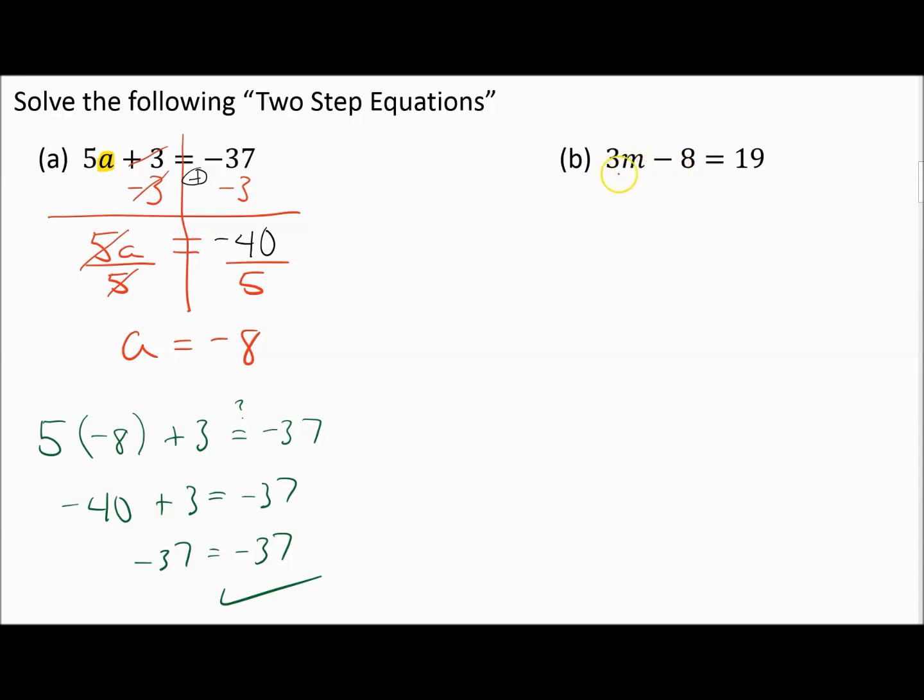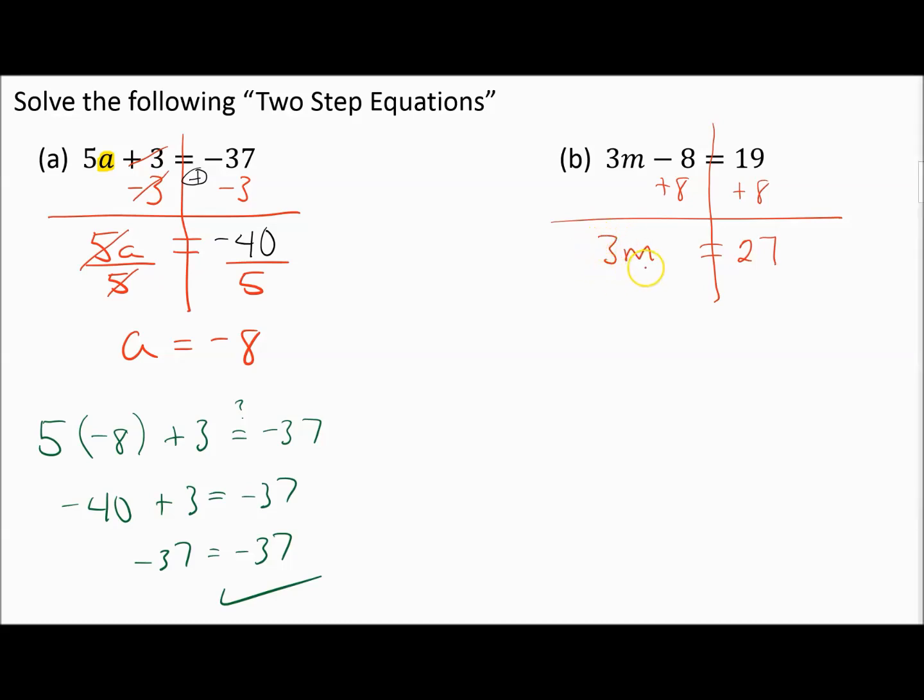Well, I can't. 3m minus 8 are not like terms. 19 is definitely already simplified. I draw the line for my equals. And the first thing I want to do is add 8. Do the opposite of subtracting 8, which is add 8 to both sides. And then I have 3m equals 27.